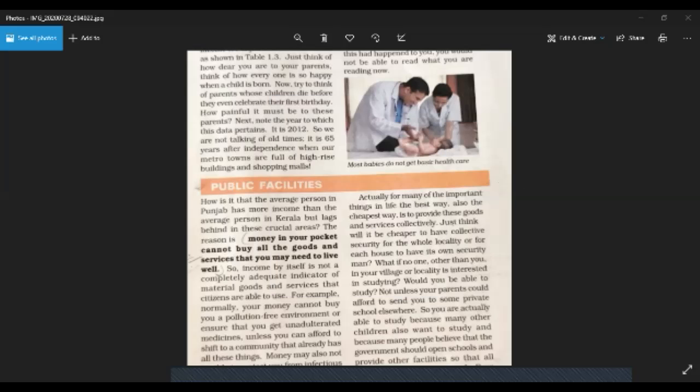Now see, income by itself is not a complete adequate indicator of the material goods and services that citizens are able to use. So we can say money is not everything. Money is a material good. Money is a material because it is made of some paper. It is made of some material, matter. किसी पदार्थ से बनता है, so that पदार्थ is paper. So money is a material thing, right? It cannot purchase everything which is important for life.